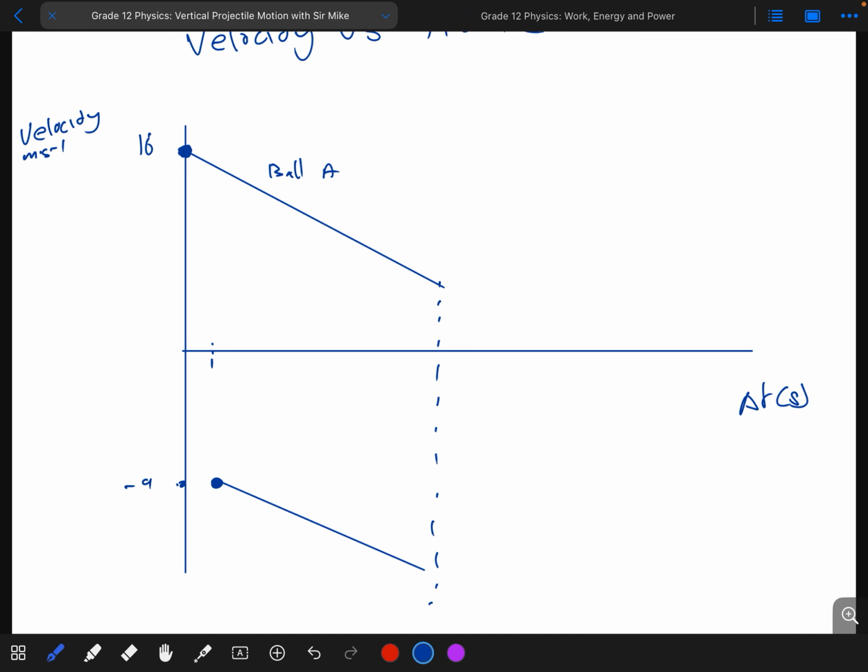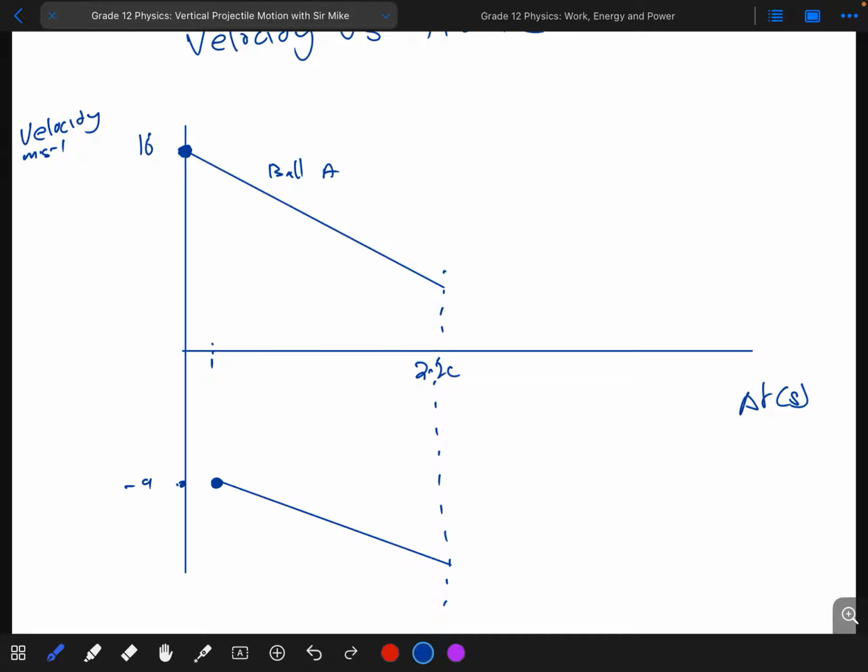Now again, the rule is still the same. The second object is not actually going to cut the y-axis, right? So that's one thing that you must keep in mind. So this is where they meet, and this would be 2.24. This one actually started 1 second later.